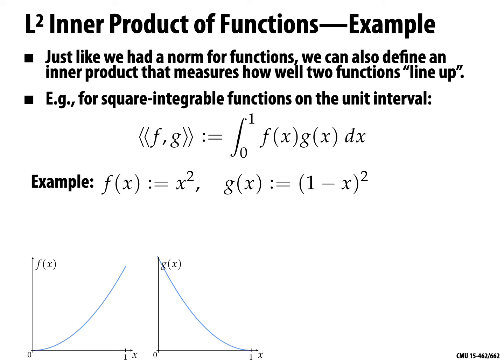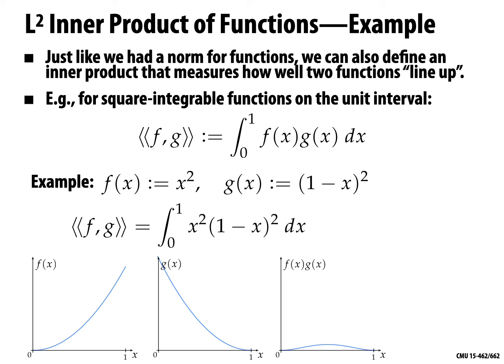And now we go ahead and just plug in the definition. So we say, okay, the inner product of f and g is the integral from 0 to 1 of x squared times 1 minus x squared. And I've plotted that product on the bottom middle here. And what you can see is that the product of these two functions is pretty small. Where f is big, g is small, and where g is big, f is small, and so their product is pretty small everywhere. And if you were to go ahead and do the integration over this unit interval, you'd find that the L2 inner product is 1/30th, a pretty small number.